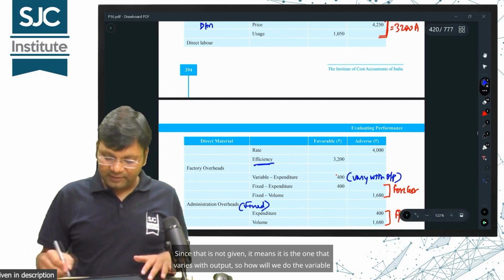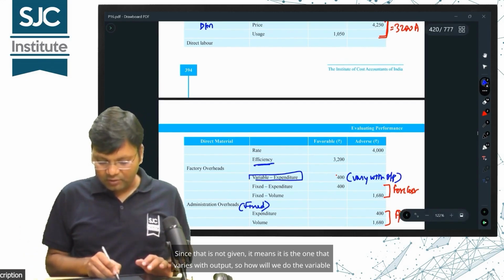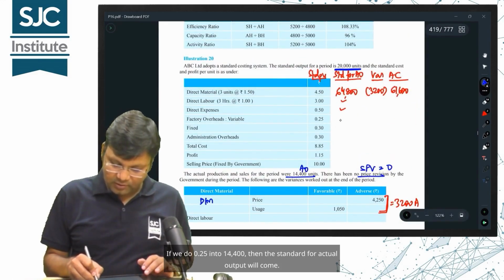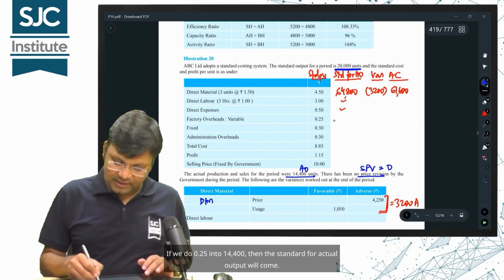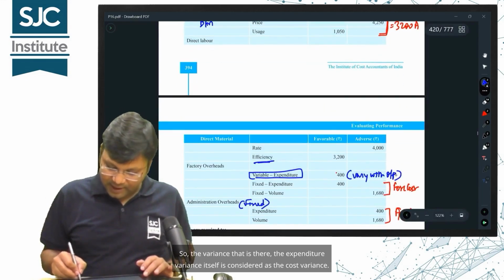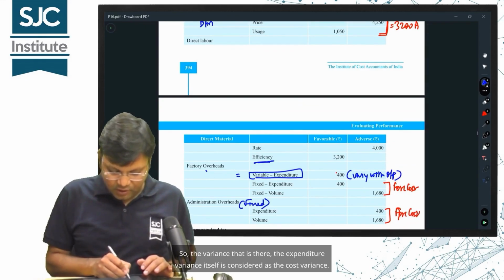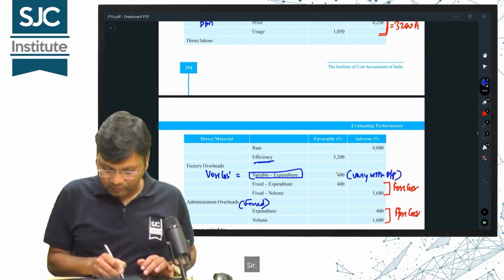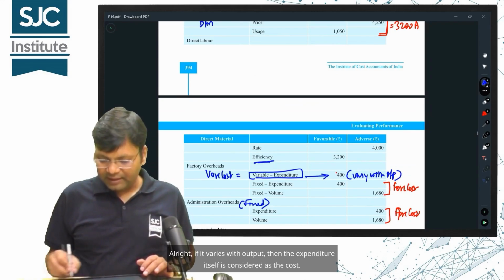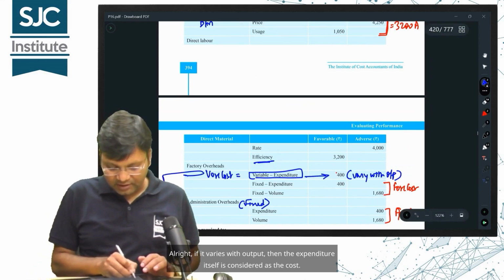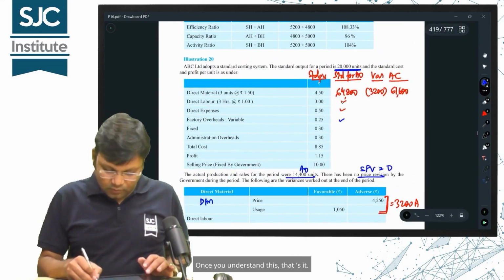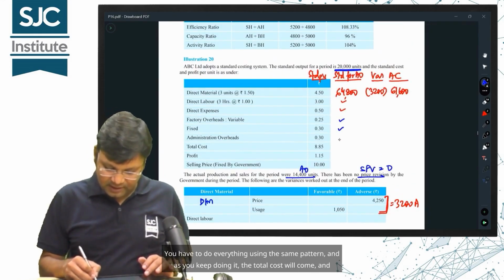Since that is not given, it means it is the one that varies with output, so how will we do the variable overhead? If we do 0.25 into 14,400, then the standard for actual output will come. So the expenditure variance itself is considered as the cost variance. Alright, if it varies with output, then the expenditure itself is considered as the cost. So this is the trick for it. Once you understand this, that's it.